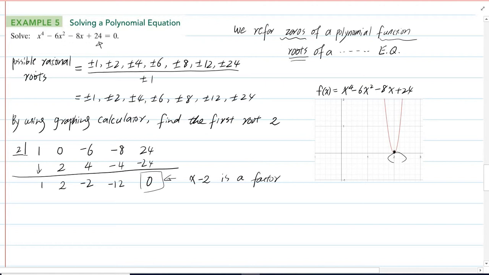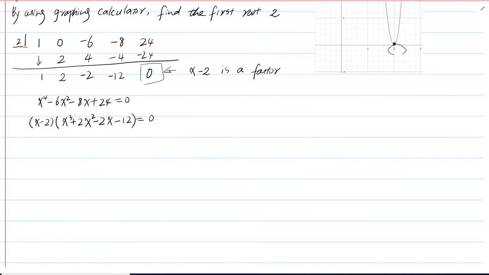So we're going to rewrite this as x to the 4th power minus 6x squared minus 4x plus 24 equals 0. We know that x minus 2 is a factor, so we can use the results from the synthetic division to write it down. You're going to have x minus 2 times x cubed plus 2x squared minus 2x minus 12 equals 0. It looks like we're stuck.